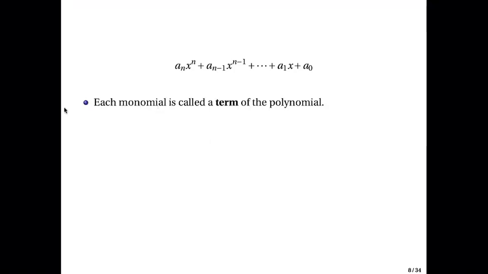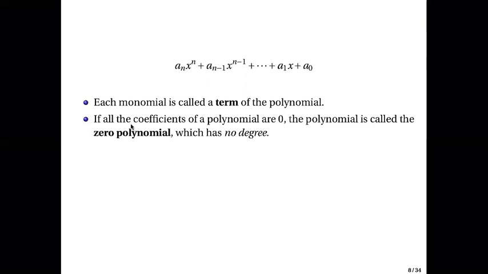So each monomial here, this one, this one, this one, this one, we call a term of the polynomial. Each monomial is called a term of the polynomial. If all the coefficients of a polynomial are zero, so an is 0, an minus 1 is 0, a1 is 0, a0 is 0, we call it the zero polynomial. And as I have said, it has no degree.